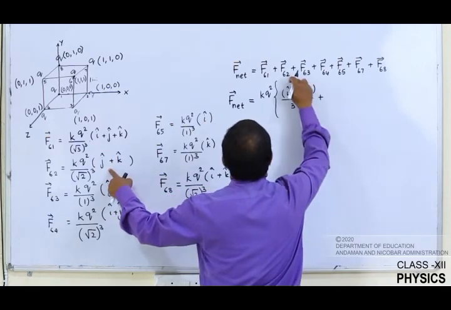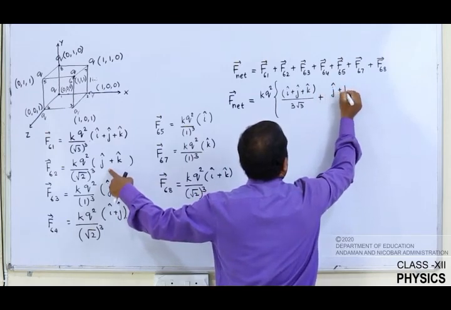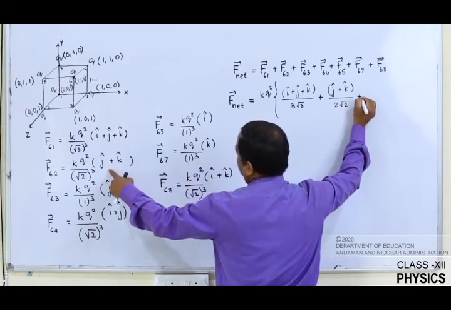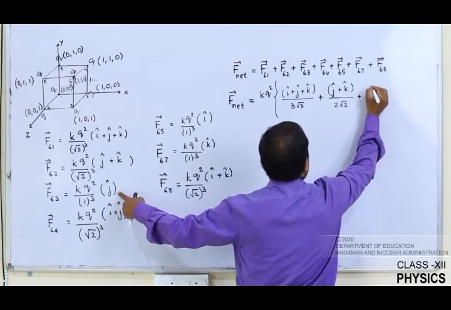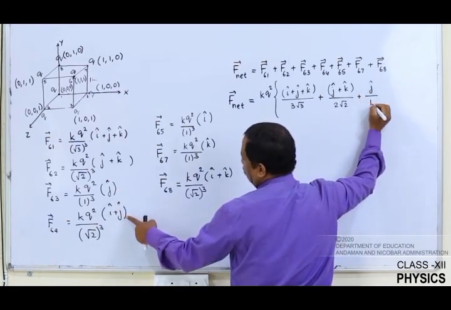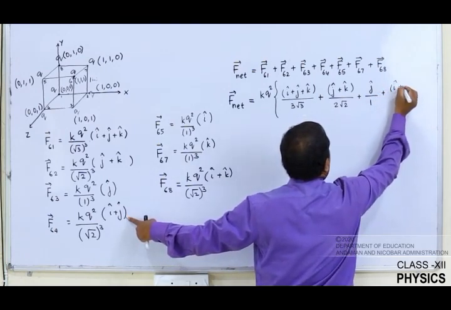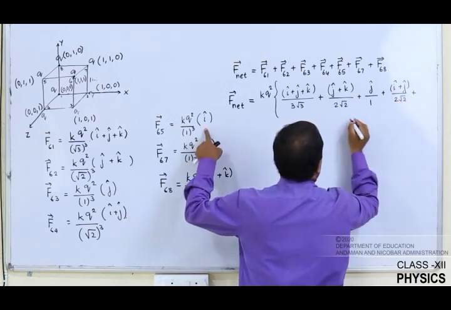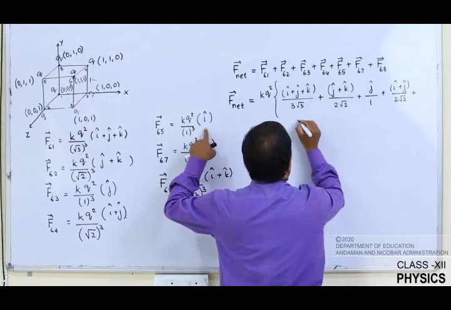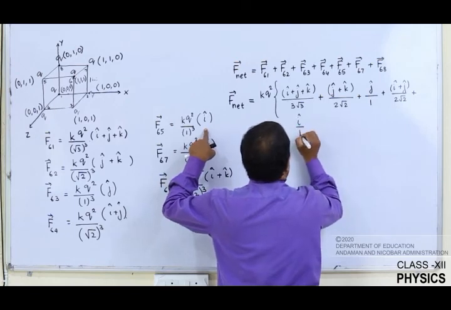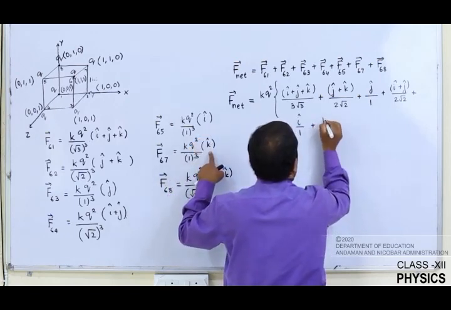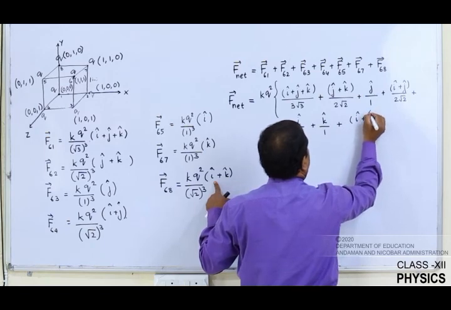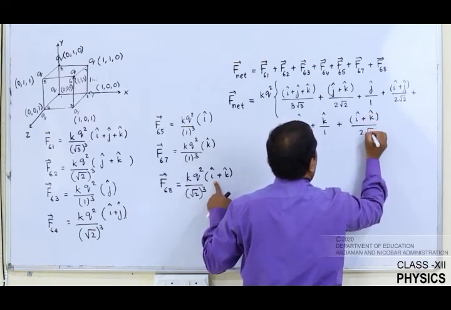If I take the second one, I will have j cap plus k cap by 2 root 2, plus I will have j cap by 1, plus i cap plus j cap by 2 root 2, plus i cap by 1, plus k cap by 1, plus i cap plus k cap by 2 root 2.